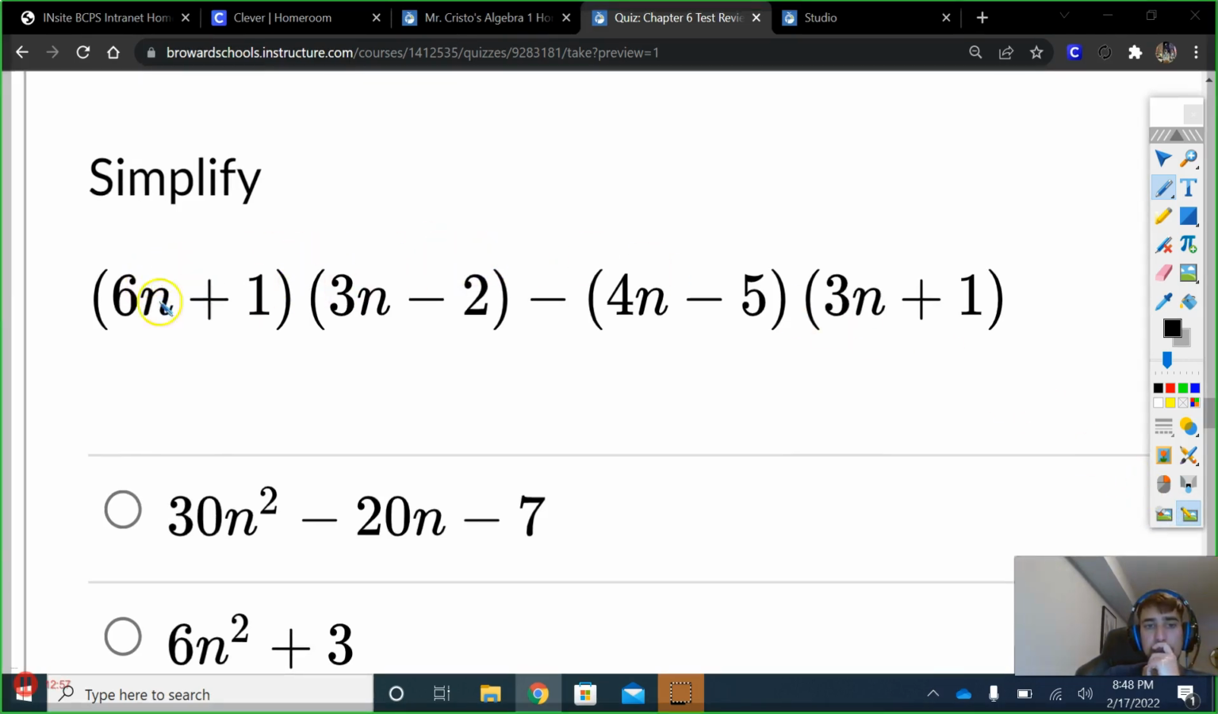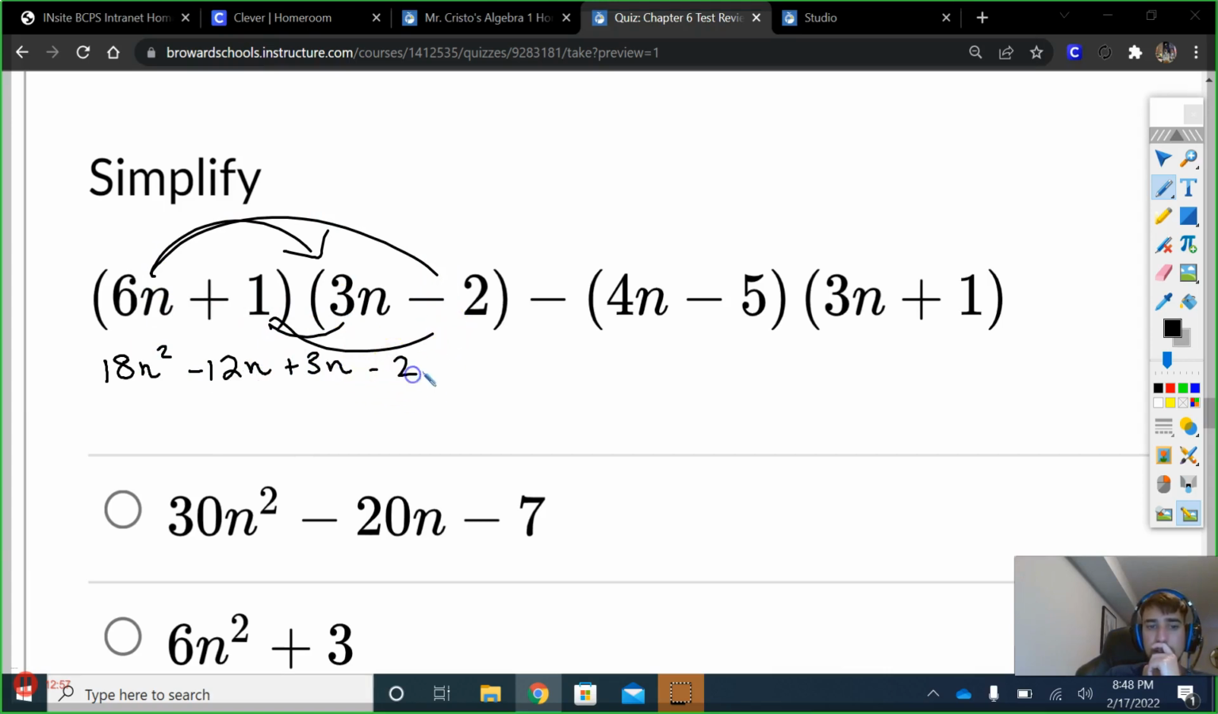Alright. It's going to be this minus all this. So I've got a FOIL. 6n times 3n is going to give you 18n squared. 6n times negative 2 is going to give you negative 12n. 1 times 3n is going to give you 3n. 1 times negative 2 is going to give you negative 2. If I simplify this, I will get this. These two can combine.